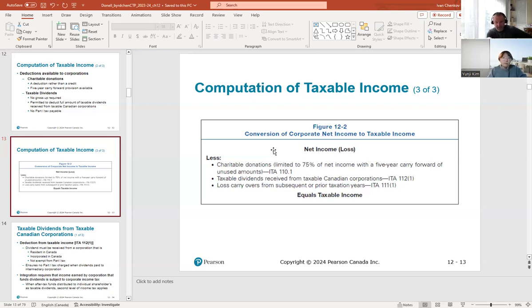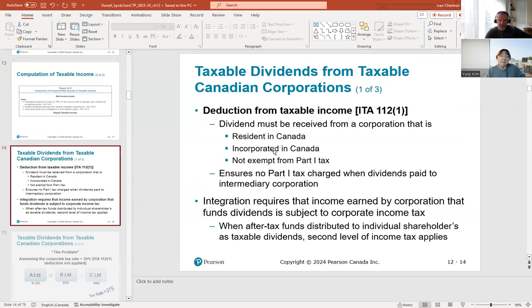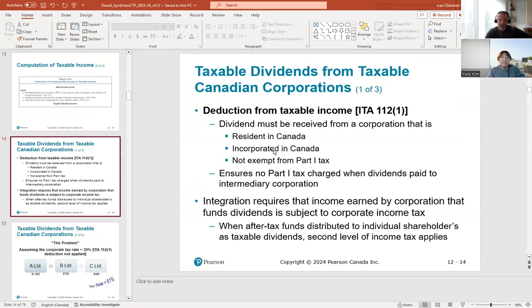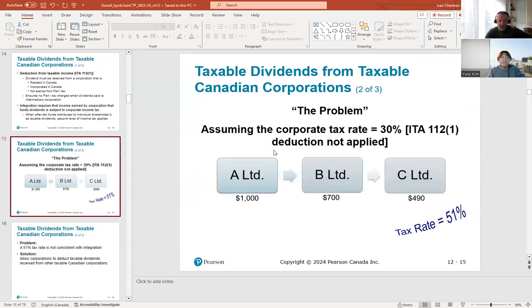So again, you have your net income as the starting point, deducting the charitable donation, deducting the dividend received, and deducting the loss carry over from the subsequent or prior years, and then you come up with the taxable income. Okay. So here it explains the taxable dividend from a Canadian corporation that flows free, and this is the logic here.